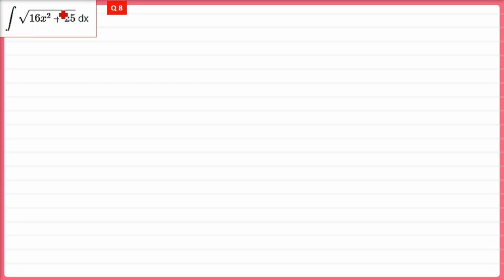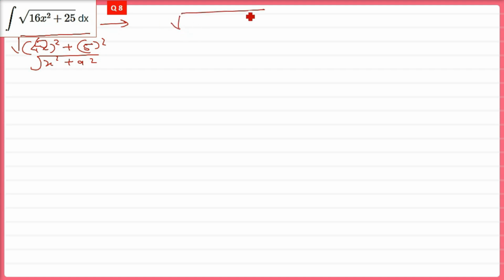Under root 16x square plus 25. Now there is a new concept which I am going to highlight here. If you take this 16x square as 4x whole square, it will be 16x square. 25 can be written as 5 square. Now x square plus a square formula is known to us. But the problem here is what to do with this 4 which is along with x as a coefficient. So we need to get rid of this. Otherwise people will say take 4x as x and 5 as a. But that's not the case.